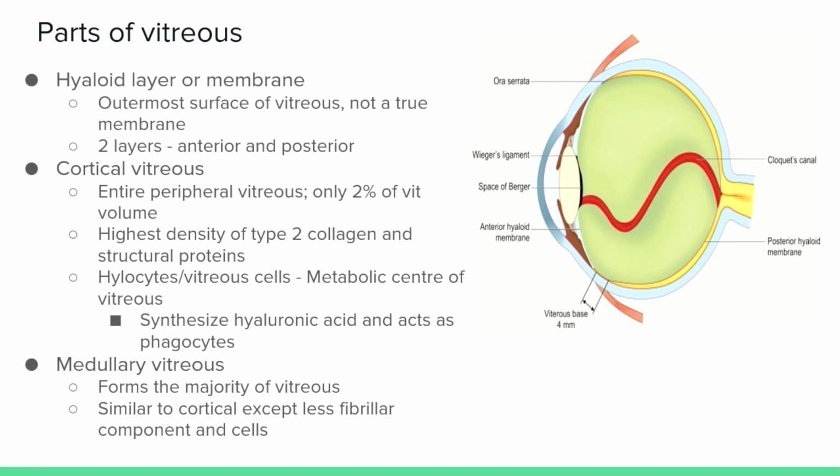Cortical vitreous, it is the entire peripheral vitreous which forms only 2% of entire vitreous volume. Highest density of type 2 collagen and structural proteins. It contains hyalocytes or vitreous cells, which are the metabolic centers of vitreous, synthesize hyaluronic acid and act as phagocytes. Third part is the medullary vitreous. It forms the majority of vitreous. It is similar to cortical except less fibrillary components and cells.